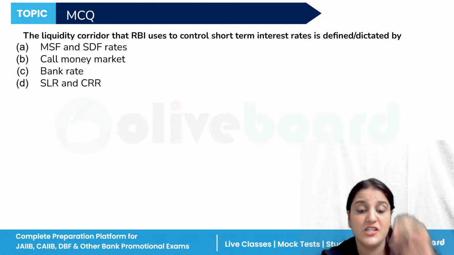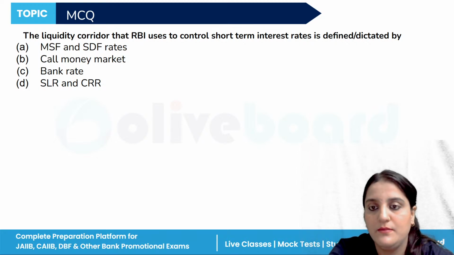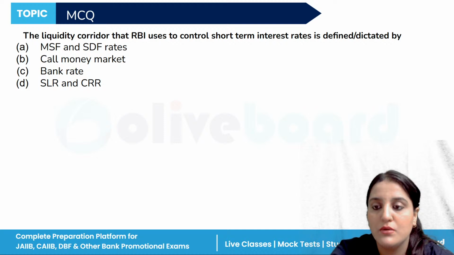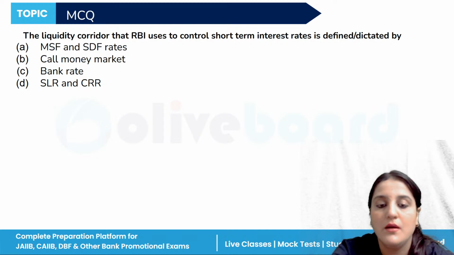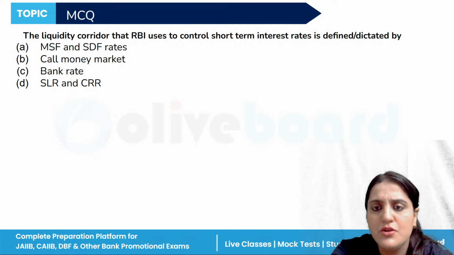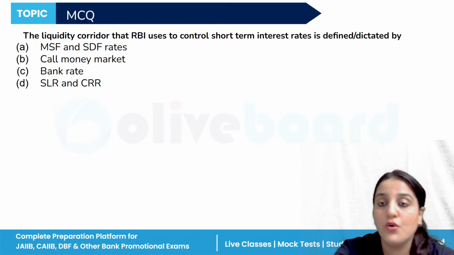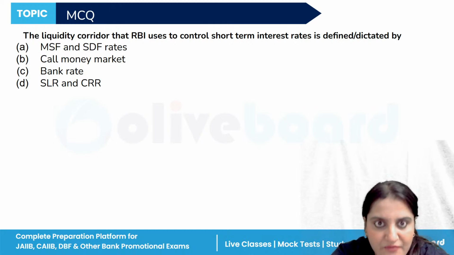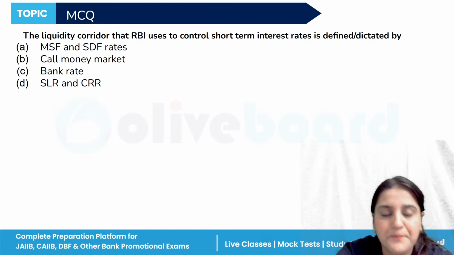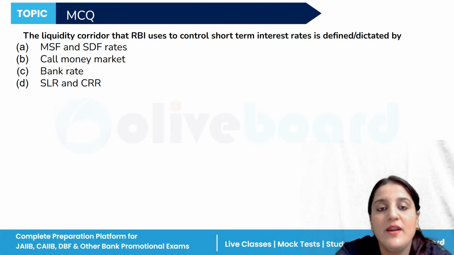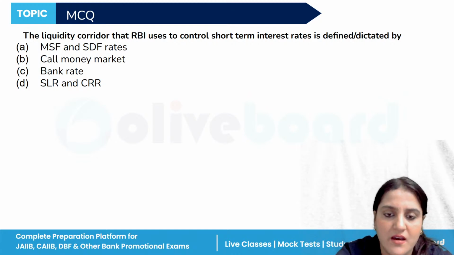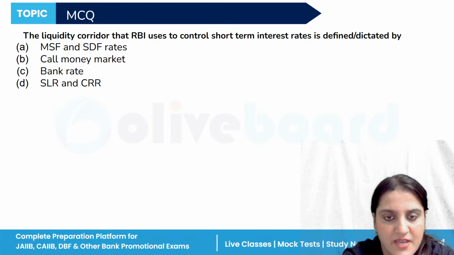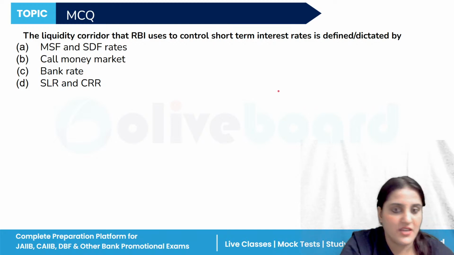Now the liquidity corridor that RBI uses to control short term interest rate is defined, dictated by MSF, SDF rate, call money market, bank rate, or SLR and CRR. Basically, the correct answer is MSF and SDF. But what is this MSF and SDF?